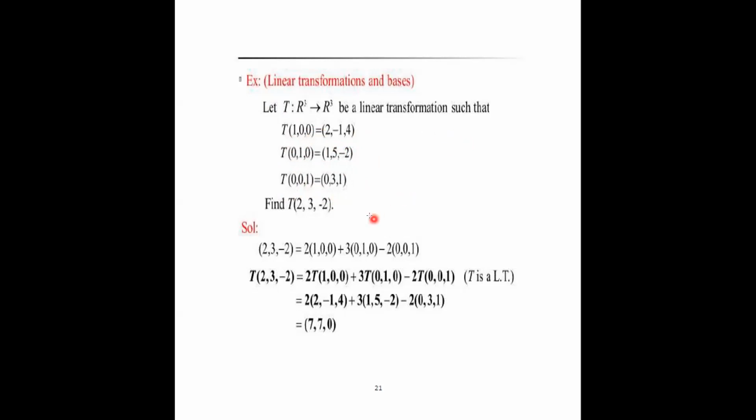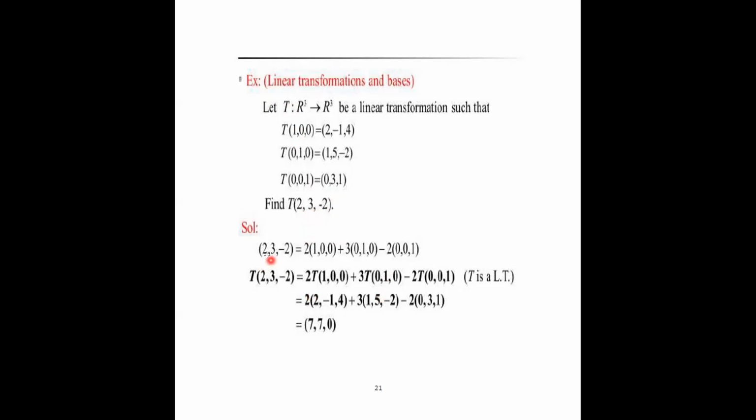Then the problem is to find T at any arbitrary point. It is given like here, (2, 3, -2). So instead of this point, you can find the value at any arbitrary point on the domain space, that is here R3. So I have taken (2, 3, -2). Let me describe how to find the value of T at this particular point.